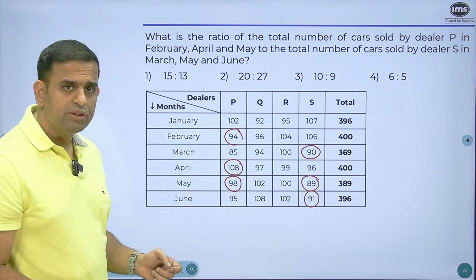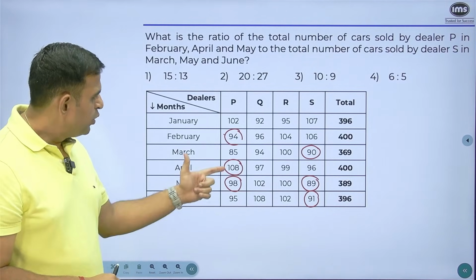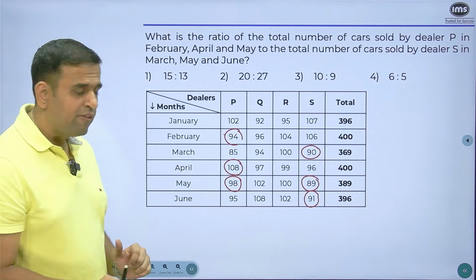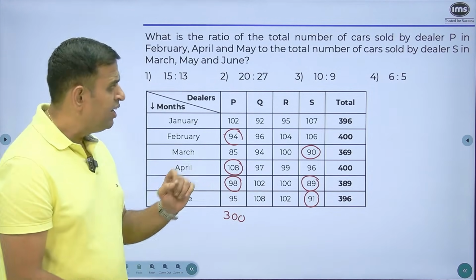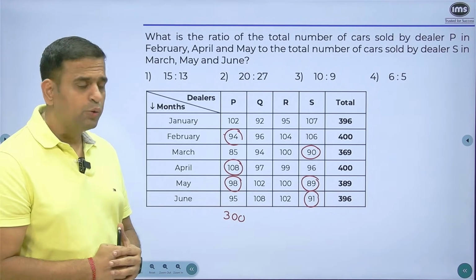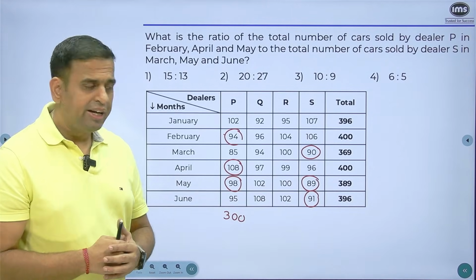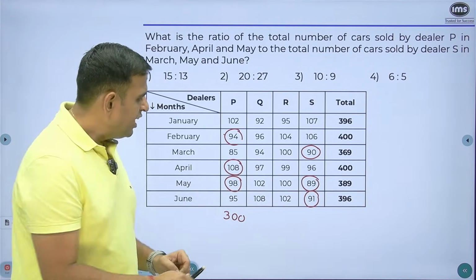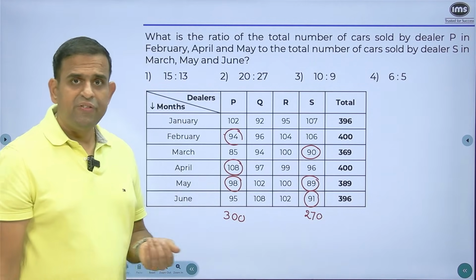Let's add the three numbers. So 94 plus 108 becomes a 202. 202 plus 98 will become equals to 300. How about dealer S in the 3 months mentioned to us? 89 plus 91, the sum becomes 180. 180 plus 90 will become a 270. So the sum becomes very, very straightforward.